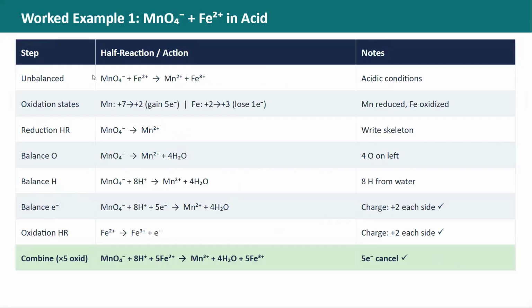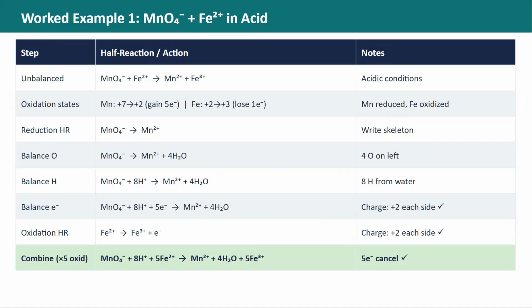So here I wrote it in a tabulated version. You write the MnO4 negative plus Fe2 positive, giving Mn2 positive plus Fe3 positive unbalanced equation. And the condition, be careful to see which condition it is, and it is in acidic condition. So you write oxidation states first. Manganese is plus 7 and it is going to plus 2, so it is gaining 5 electrons. And iron is going from plus 2 to plus 3, it's losing 1 electron. So manganese is reduced, iron is oxidized.